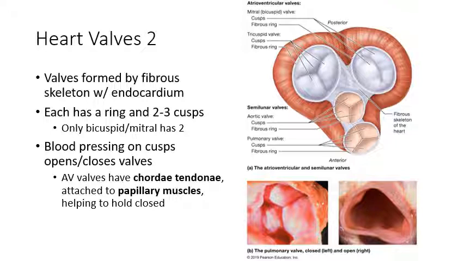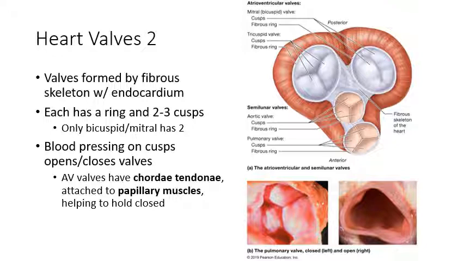Those valves are formed by the fibrous skeleton, which was part of the myocardium, and they're also coated by endocardium. So the strength of the structure of the heart valve is coming from the fibrous skeleton, which is part of the myocardium, and then is lined with endocardium on top of that. Every valve has a ring going around the opening that is going to close, and it has some cusps, generally 3 cusps, but the mitral valve has 2 cusps instead.